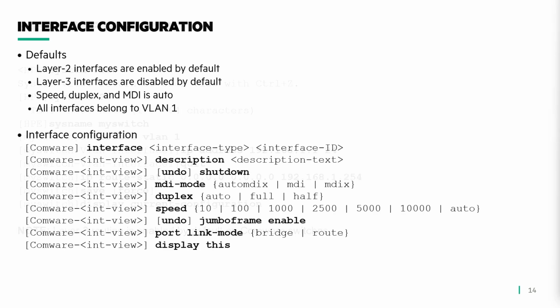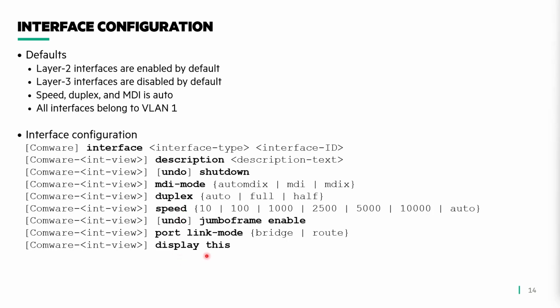You can look at the interface configuration. So you go to the interface, again in the system view. You go to the interface, description, undo, which is equivalent to no. No shutdown means undo shutdown. And the rest, you can do stuff here. Remember, undo is equal to the no command.